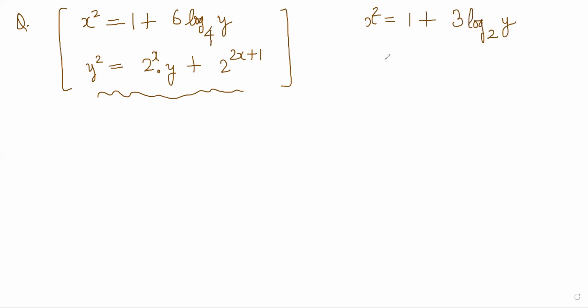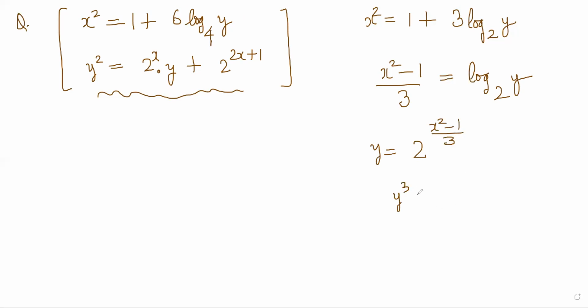You can take everything on one side, right? x square minus 1 is equal to 3 log 2y. Then you have the equation, by definition of log, you know y should be equal to 2 power (x square minus 1) by 3. Yes. So y cube should be equal to 2 power x square minus 1, right?